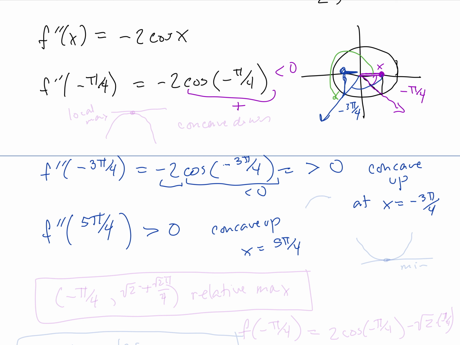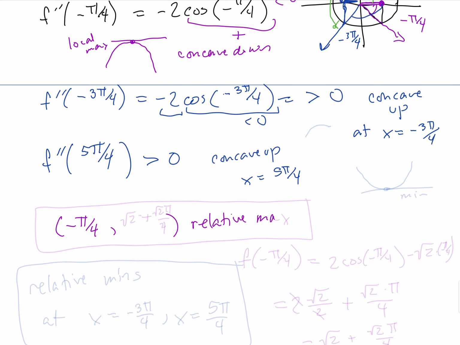And we're concave down when x equals negative pi over 4. We're concave down here because the second derivative is negative. So that tells us concave down, remember, is looking like that. So if it's concave down, that's actually a relative max or a local max. And so that tells us that negative pi over 4, comma, whatever f of negative pi over 4 is, is a relative or a local max.